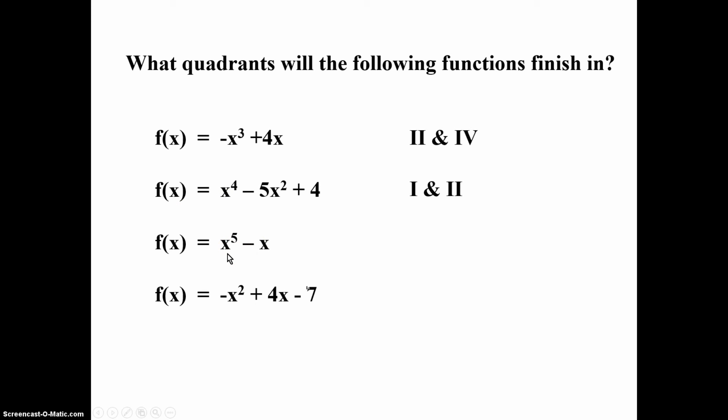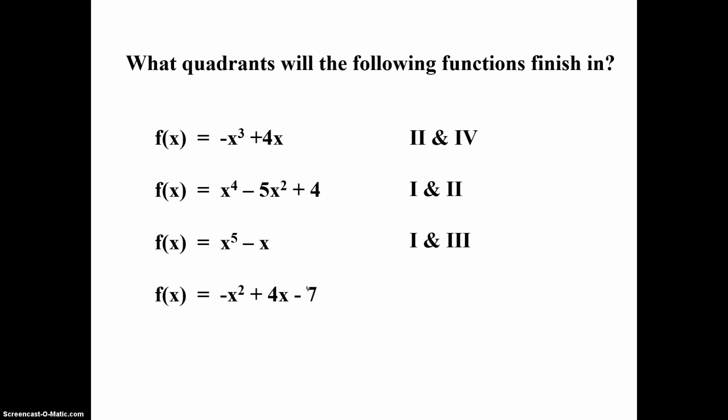Let's take a look at the next one. F of x is equal to x to the 5th minus x. Highest exponent term, right here. Okay, let's look at the power or the exponent, even or odd. Odd. So we automatically think of a line going in the positive direction and the negative direction. Now you got to figure out, is it positive or negative? Let's look at the coefficient. It's positive, so we think of a line going in the positive direction, which is the linear parent function, and that's going to be in quadrants 1 and 3.